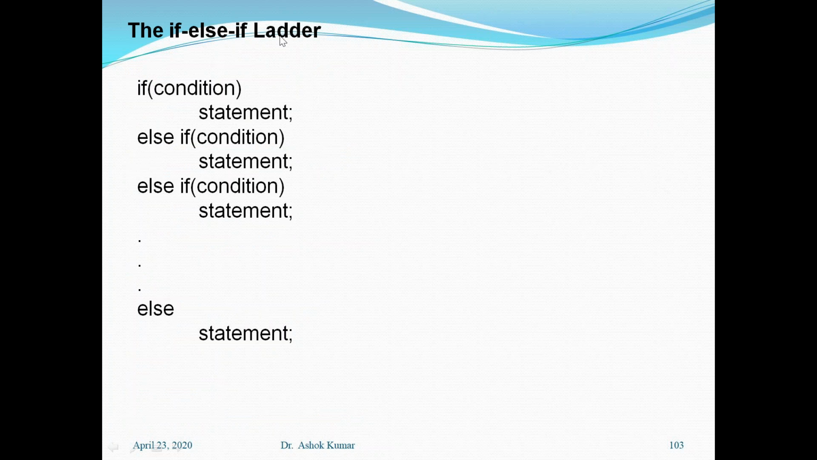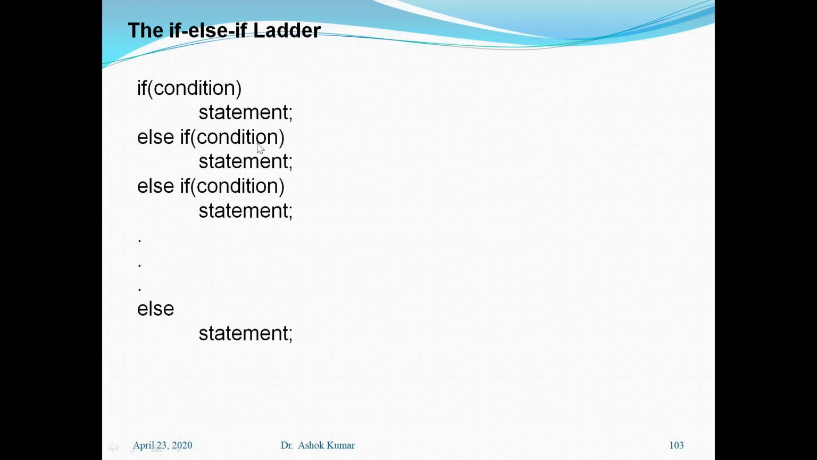Then comes the if else if ladder. The syntax of the if else if ladder is like this. If there is an if, it evaluates the condition. If this condition is true, then this statement will be executed, and the rest of the else statements will be skipped. If this condition evaluates to false, it will go to the else part, and in the else part there is another if statement. So this if will be evaluated then. If this condition evaluates to true, it will run this statement and skip the rest of the else statements.